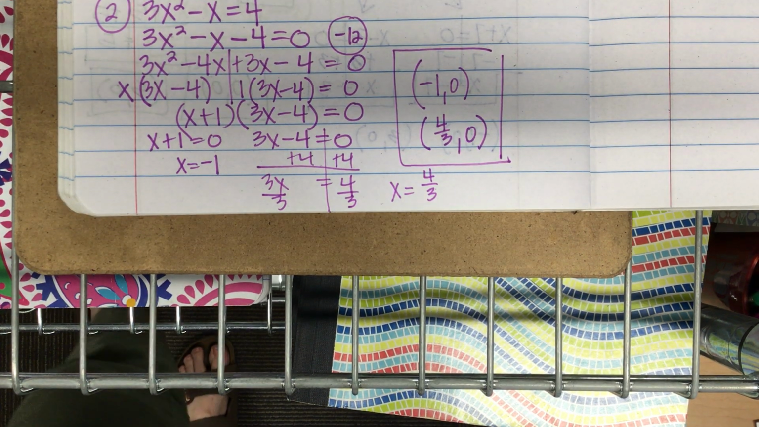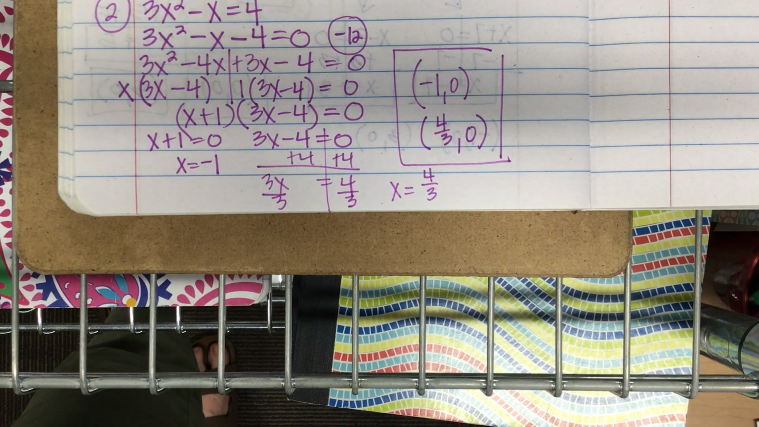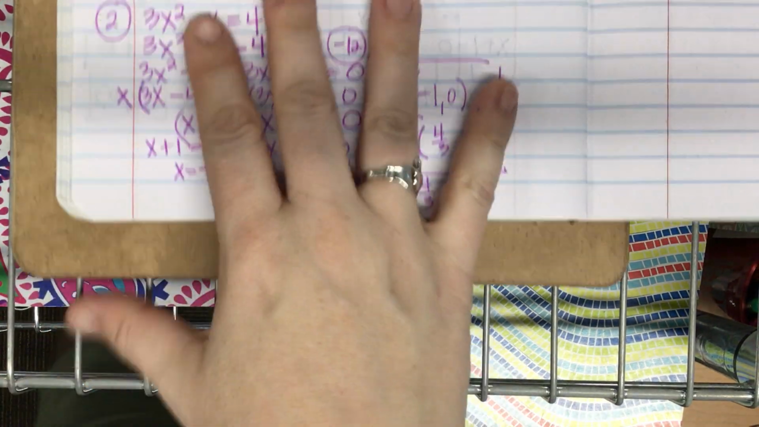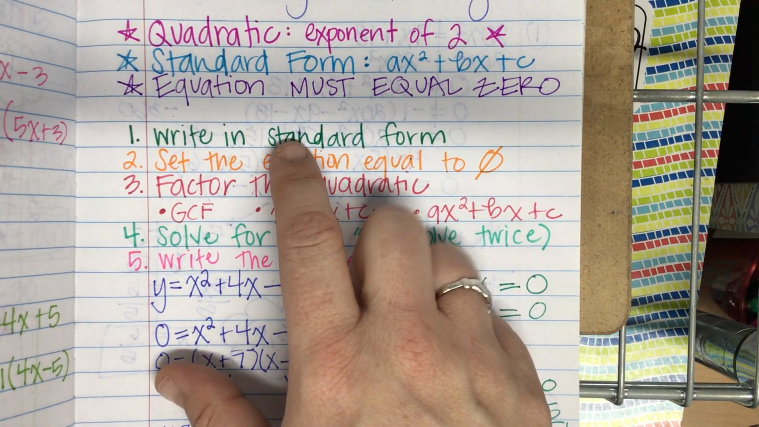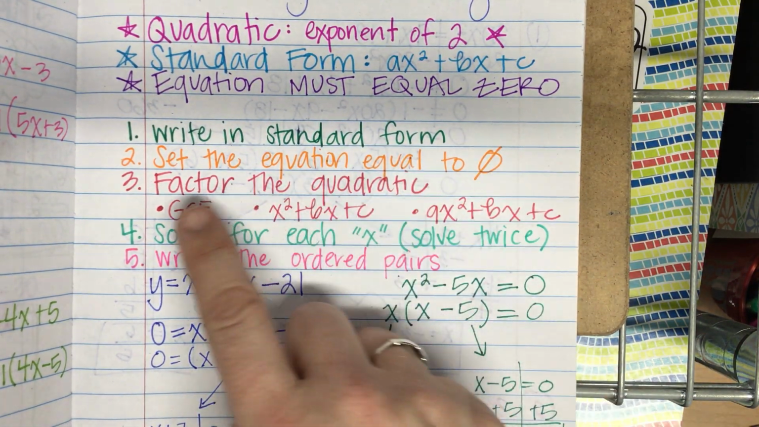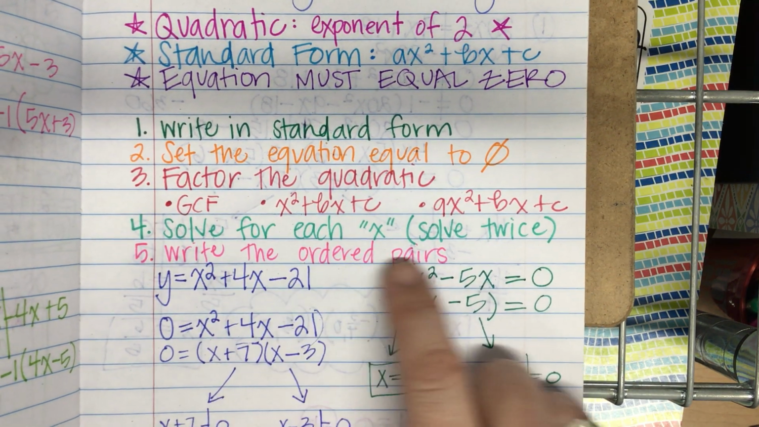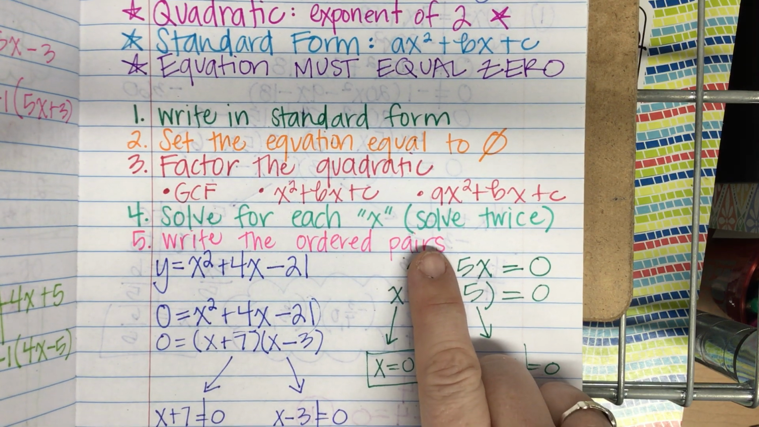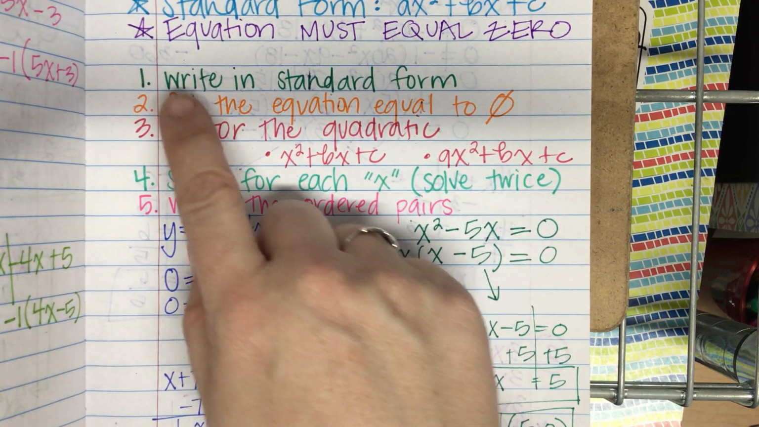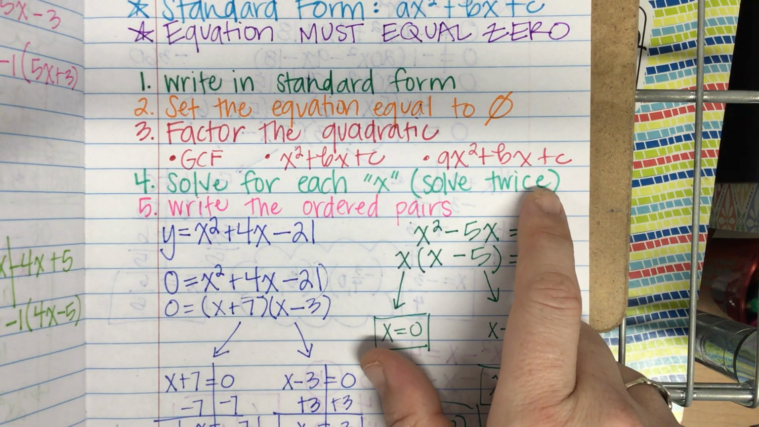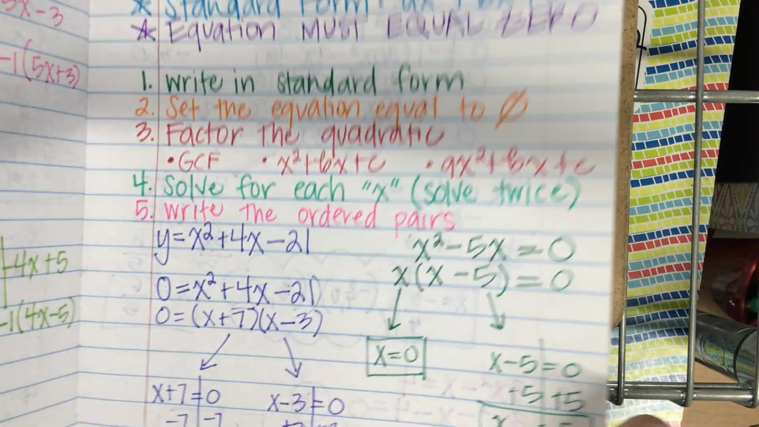So we've done an easy, we've done a GCF only, and we've done 2 harder. Remember your steps. Standard form, set it to 0. Factor, solve each factor, write the ordered pairs. The new part, set it equal to 0, solve each factor to get your answer. But it's just factoring.